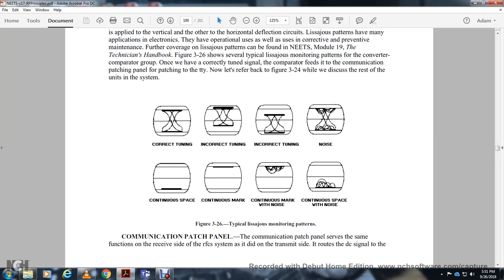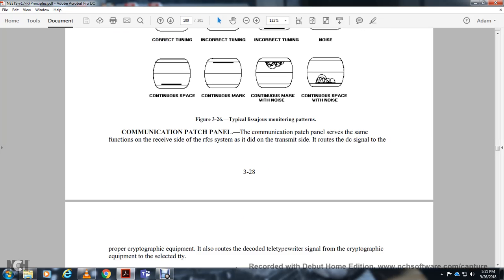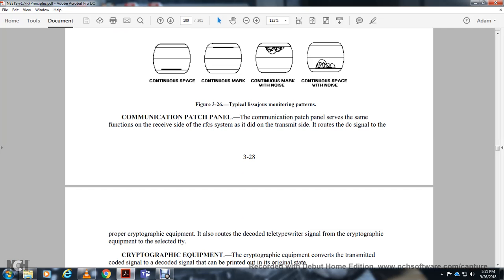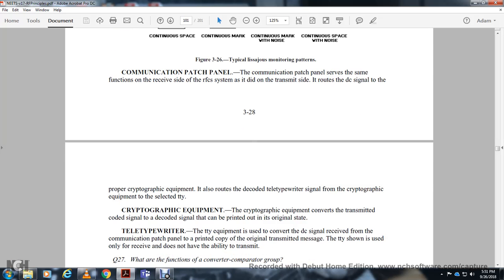The communication panel patch serves the same function. The receiver radio frequency control system, on the transmitting side, routes the DC signal to the proper cryptographic equipment. It routes the decoded teletypewriter signal, with the cryptographic equipment, to the teletypewriter.